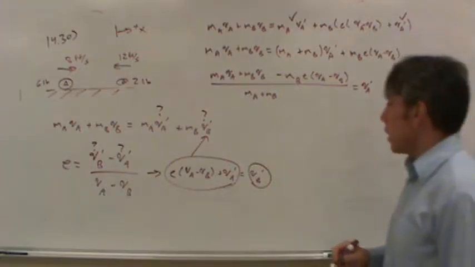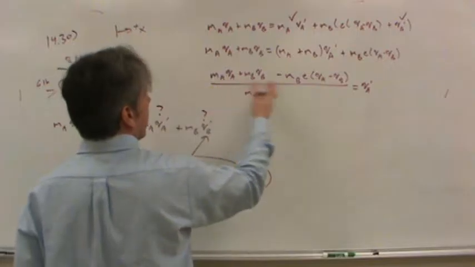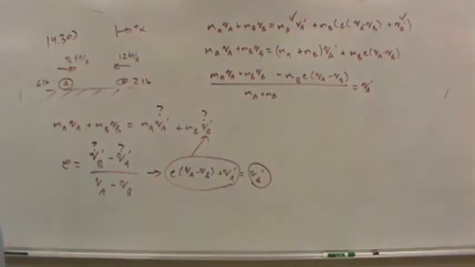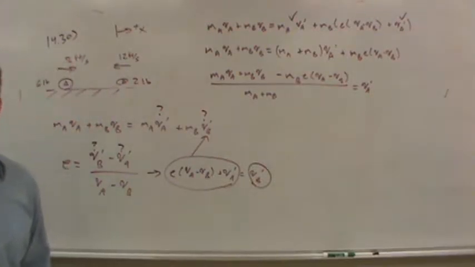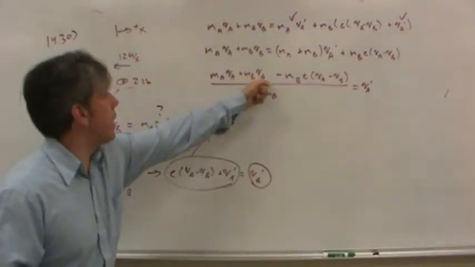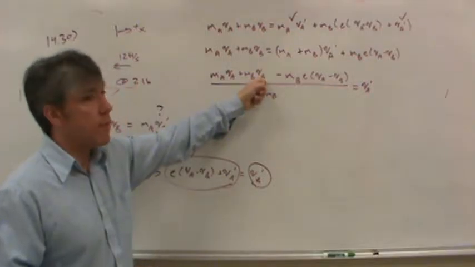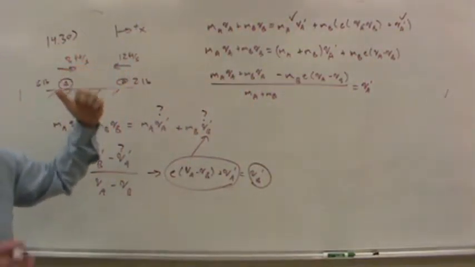Okay, so now let's plug in numbers for this and see what we get. So the mass of A, all the units are consistent, right? So we should get the velocity out in feet per second. The only place we have to be careful is to make sure we put in positive velocities and negative velocities appropriately. We're not just going to put in 8 there and 12 there. This is going to have to be a negative 12 because it's going that way. That makes sense? So we have to be careful with that.